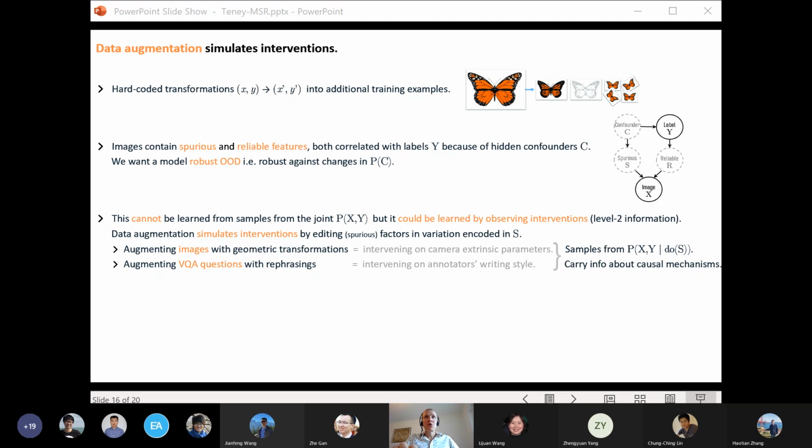Or let's say with VQA questions, if we augment the questions with rephrasings, we are basically intervening on the writing style of the annotator. So now we have samples from a modified distribution that is the outcome of an intervention. And we know that this carries information about the causal mechanisms that we didn't have before. So it's no surprise that data augmentation does indeed improve generalization.